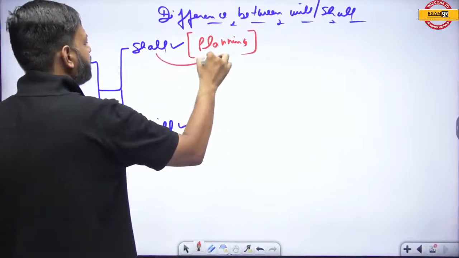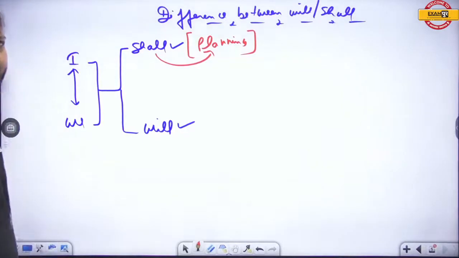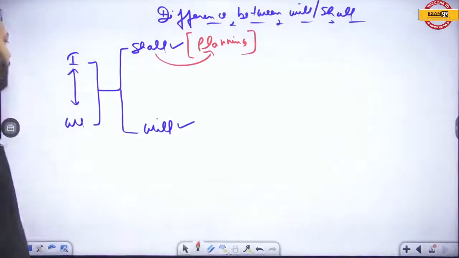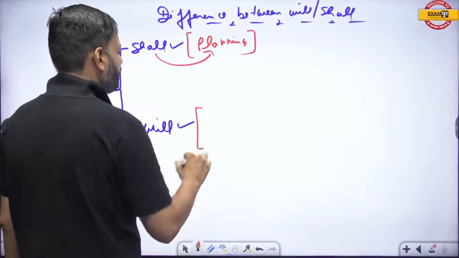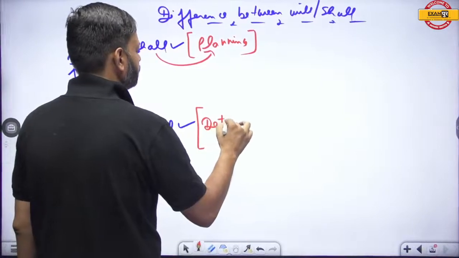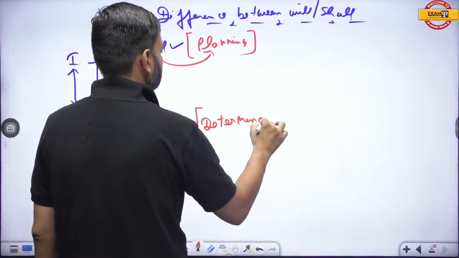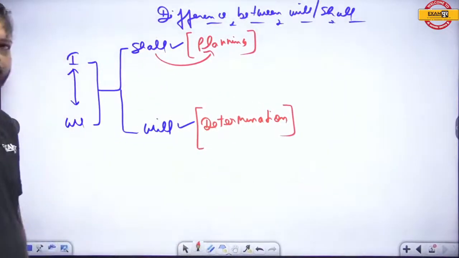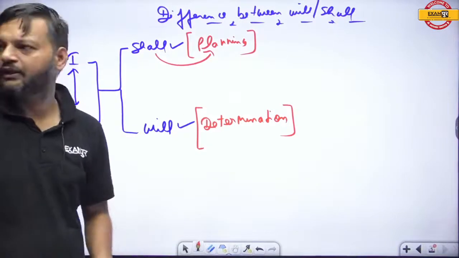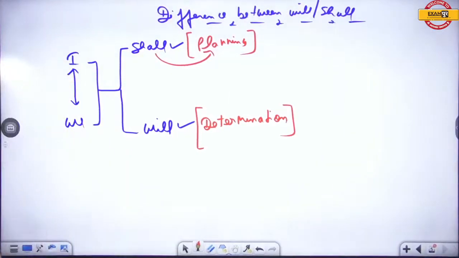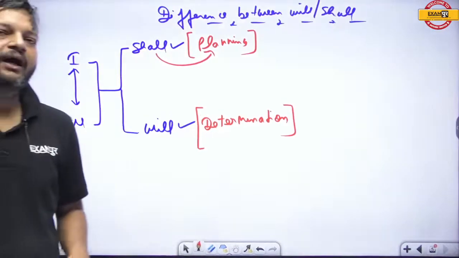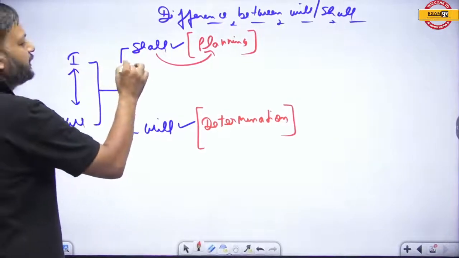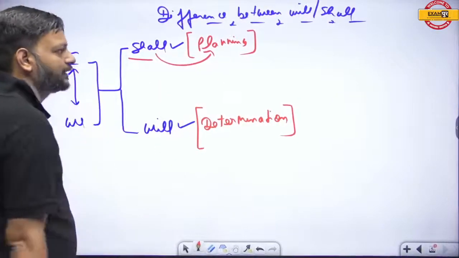With I or we, shall means planning. With I and we, will means determination. Okay, so this is the difference. We can use both will and shall with I and we. But the difference is, if you are using shall with I or we, it means planning.